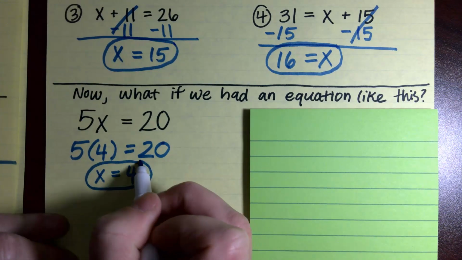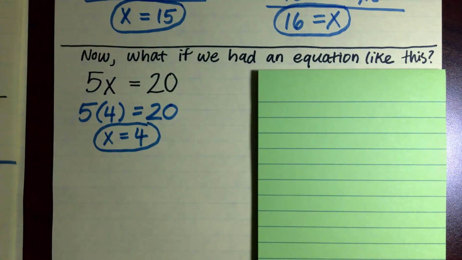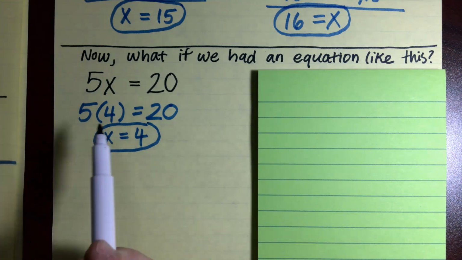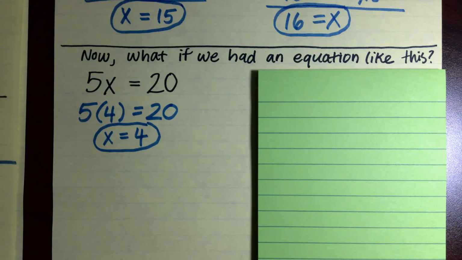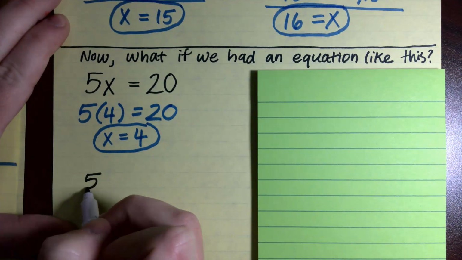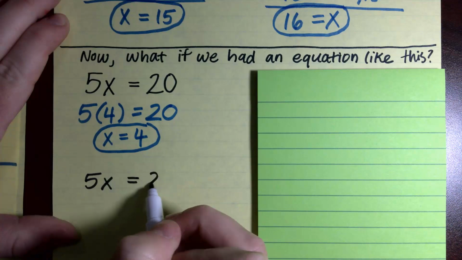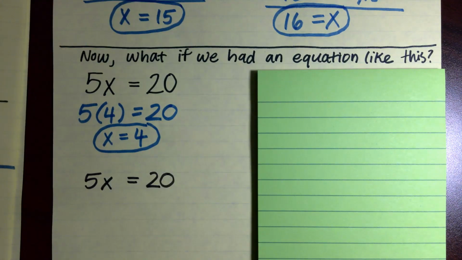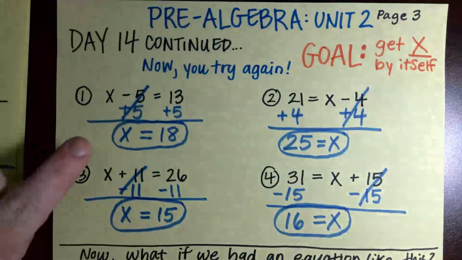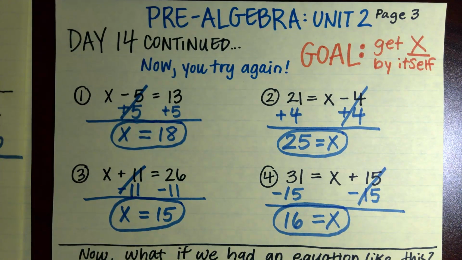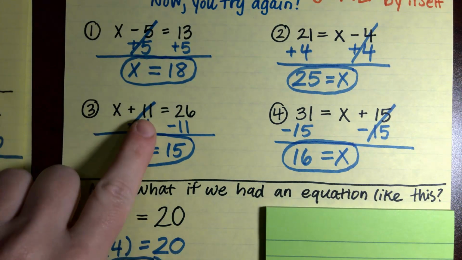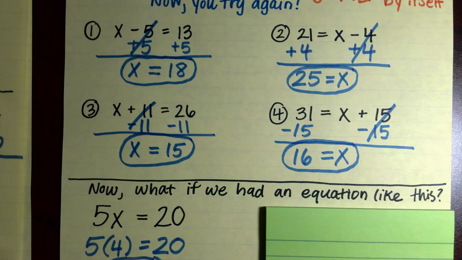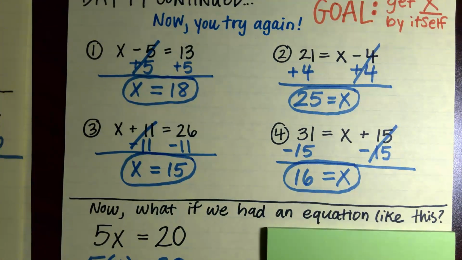Okay, so we did that. Good job. But let's talk about how we would solve it by writing it out, because it's not always going to be a pretty number like 5 times 4. We knew it was 4 because we just knew 5 times 4 is 20. Let's talk about what we would do to solve this without just knowing the answer. In our previous problems, when we had something like minus 5, we wanted to get rid of it, so we would do plus 5. When we had something like x plus 11, we wanted to get rid of that 11, so we would do minus 11. If you notice, we're just doing the opposite here.